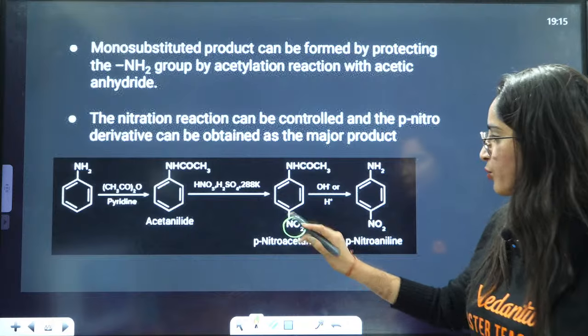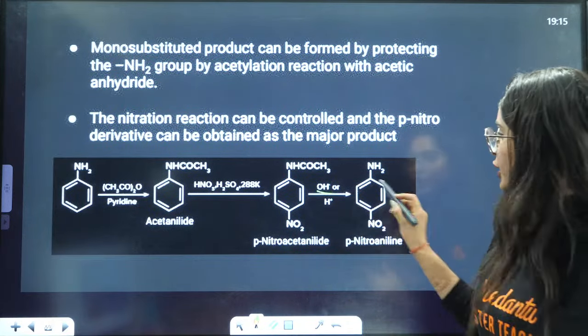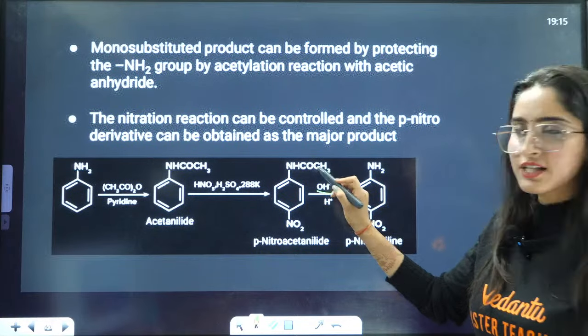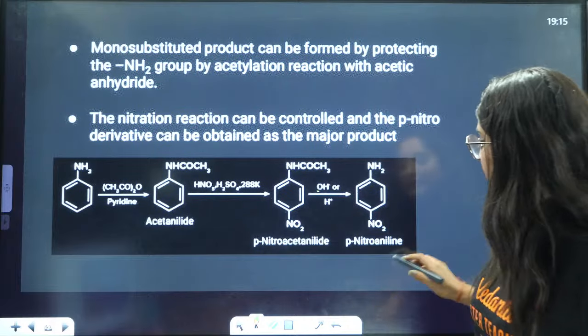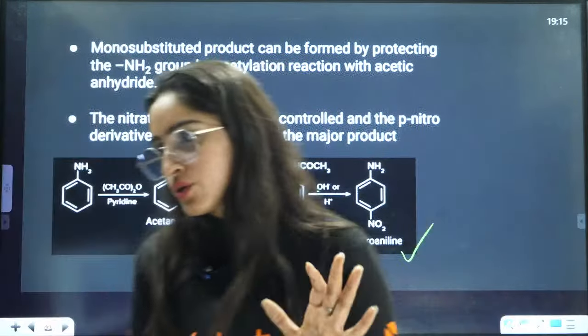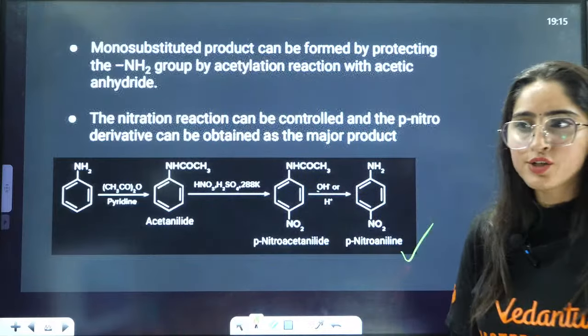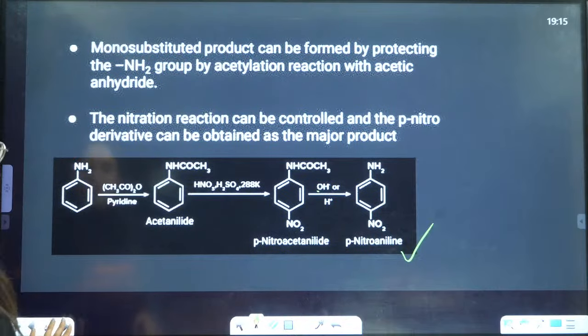attach NO2 group here, right? Then again, after adding water here, you will convert this acetylated group back to NH2. So it will be NH2 here, right? That is how you will get mono substituted para product, right? Okay, understood. Bromination and nitration are two very important cases here, right?